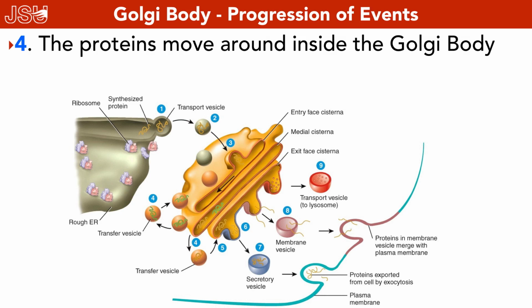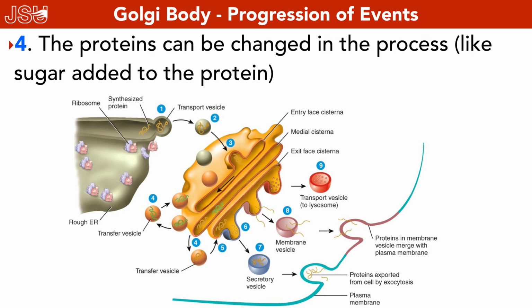Next, we got the proteins inside of our Golgi body. Then what are we going to do with them? We're going to move them around. Exactly. We're going to move them around. We're going to process them. What do I mean by processing them? We can add carbohydrates to them. We can make sure that they are in their correct shape. Remember, shape's the thing with proteins. Shape is inherent in the function of a protein.